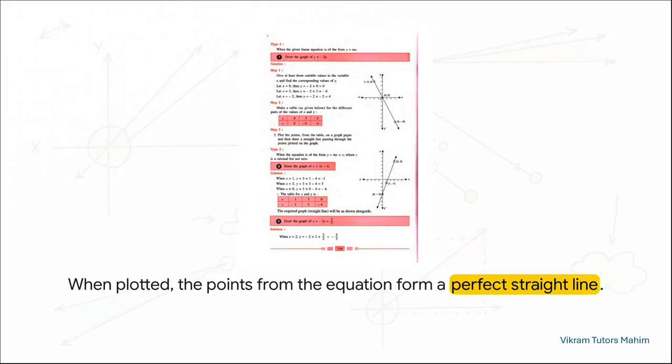And now for the really incredible part, the payoff. When you take those points we just found, 0, 0, 3, negative 6, negative 2, 4, and you plot them on our grid, they don't just show up as a random spray of dots. Nope, they all line up perfectly. They form a perfect straight line.